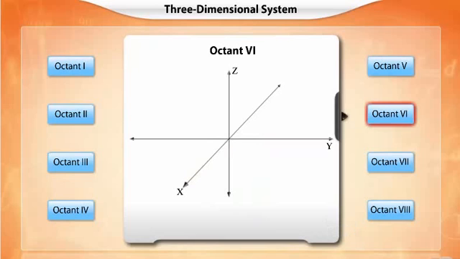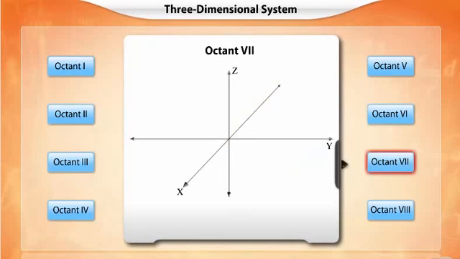Octant 6 is determined by the negative x-axis, positive y-axis and negative z-axis. As a consequence, any point in this octant has a negative x-coordinate, a positive y-coordinate and a negative z-coordinate.